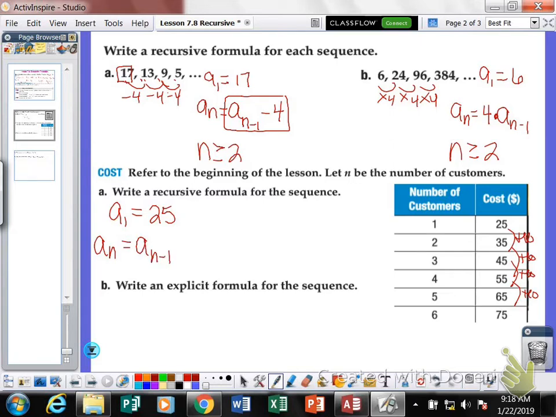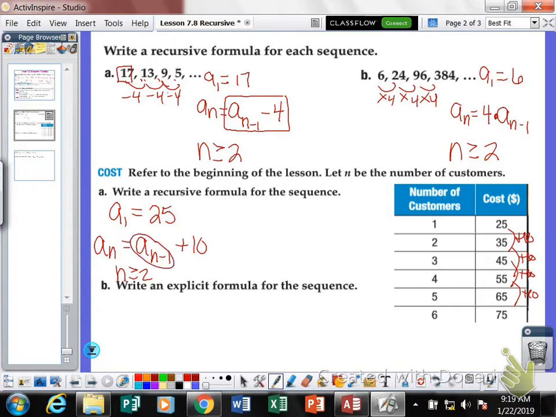My previous term, whatever, which would be 25 in this case, but any previous term. And then we notice that it's going up by 10, so plus 10 for n greater than or equal to 2 because we're starting with the second term. So basically what it says is, okay, start with the second term, 2. So a sub 2 minus 1 means a sub 1. Well, a sub 1 was 25.